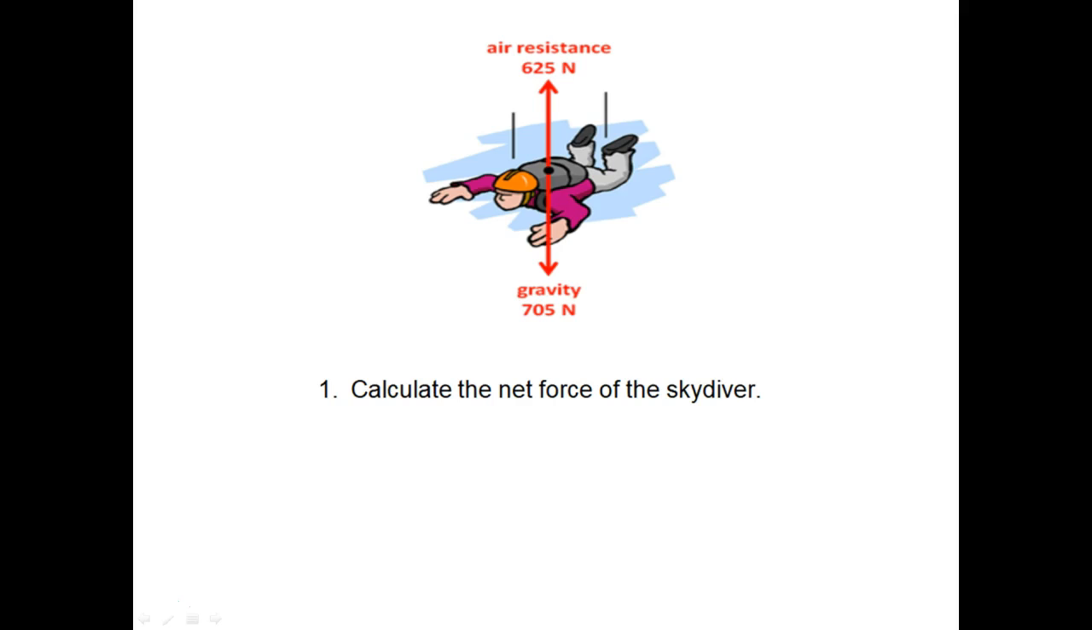Number 1. Look at the diagram. Air resistance is pushing up at 625 newtons and gravity is pulling down at 705 newtons on the parachutist. Calculate the net force of the skydiver.